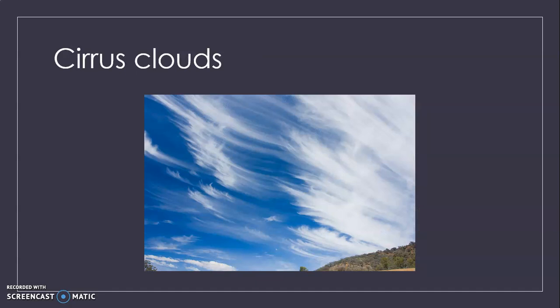Okay, the first type of cloud is cirrus clouds. Cirrus clouds are wispy, curly, and stringy. They are found high in the atmosphere, typically higher than 6,000 meters or 20,000 feet, and are usually made of ice crystals. Cirrus clouds usually signal clear, fair weather. Their shape often indicates the direction the wind is blowing high in the atmosphere.